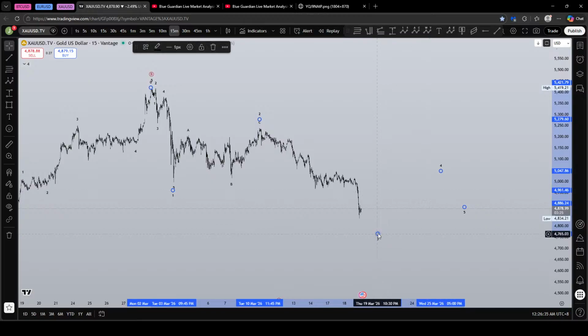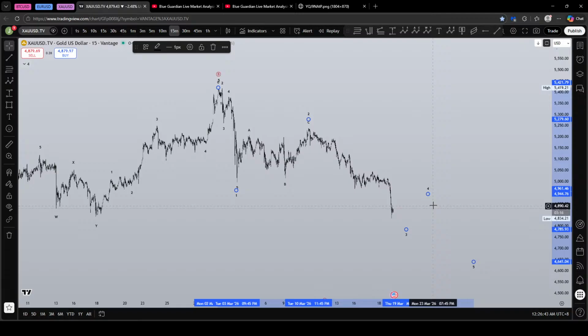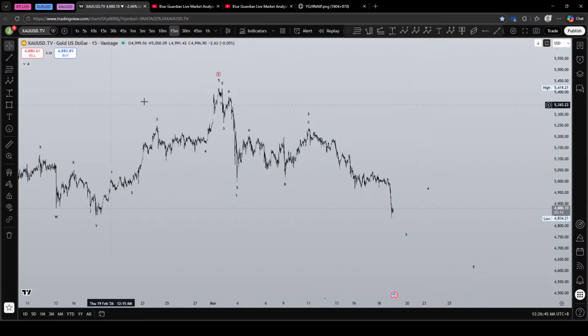So if this is just the internal waves of this wave 3, we may see a bounce for wave 4 and then it will continue to go down. So in other words, the downtrend is not yet complete. The correction of gold is not yet completed.